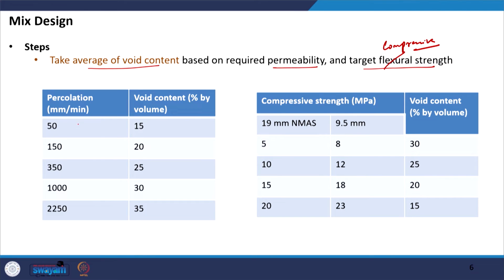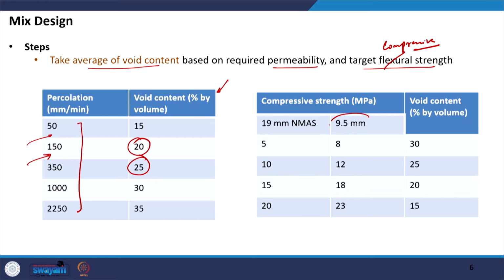So, based on the permeability, these are the different values of permeability. If our value is somewhere in between, we will interpolate it. So, depending on the volume, we can choose the appropriate void content. So, this table will give us one void content. However, the code mentions that the void content should also be selected based on the targeted compressive strength.